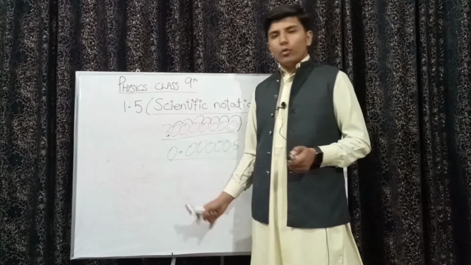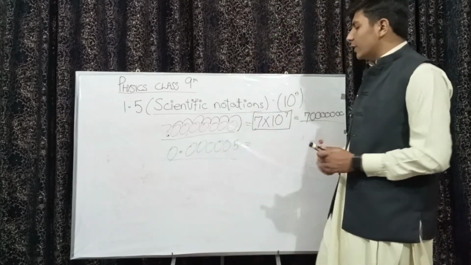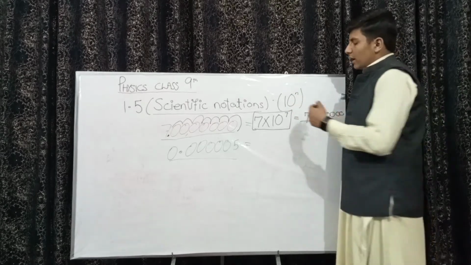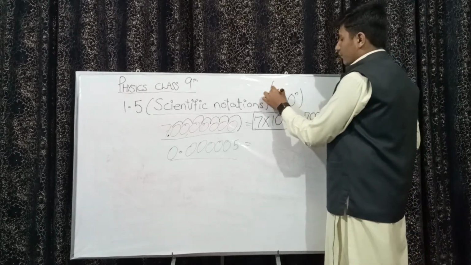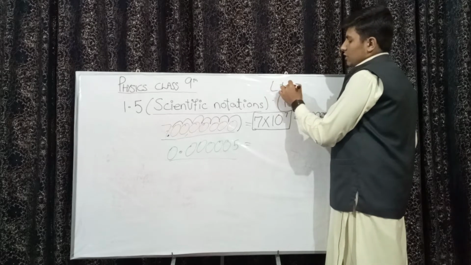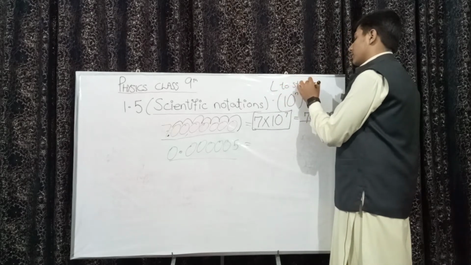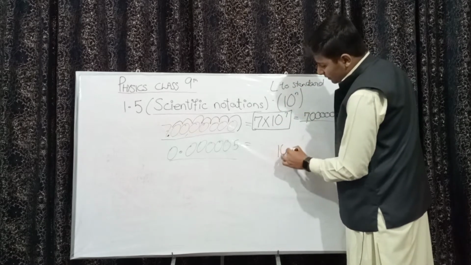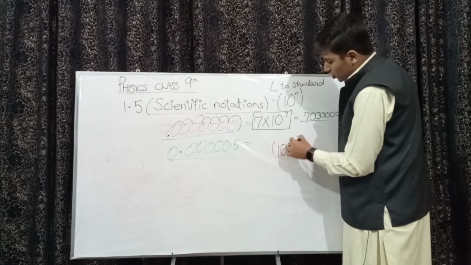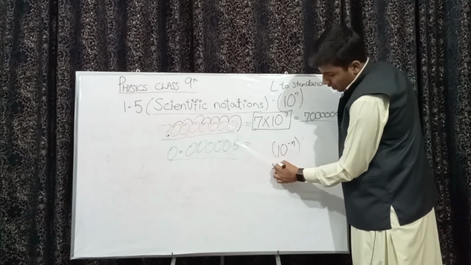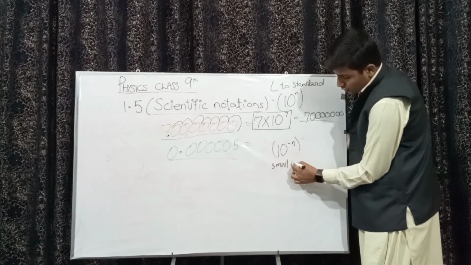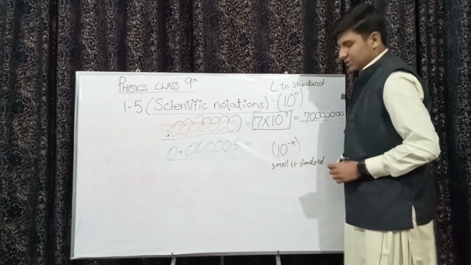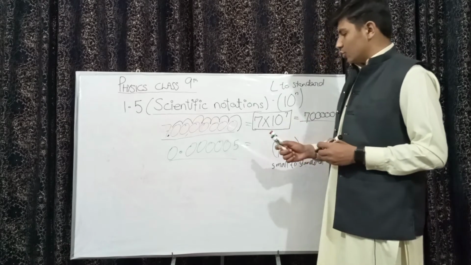And now, how do we express a very small quantity in standard form? I told you that 10 raised to power n is used when we convert large quantities to standard form. So now 10 raised to power minus n will be used to convert very small quantities to standard form. I'll tell you how now.